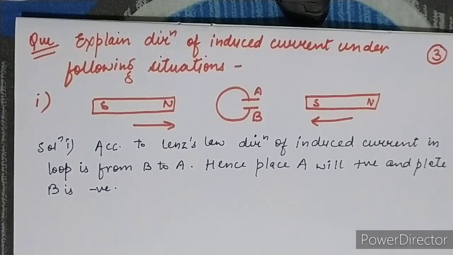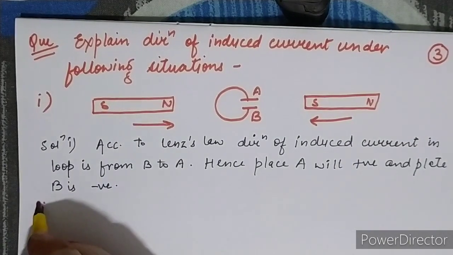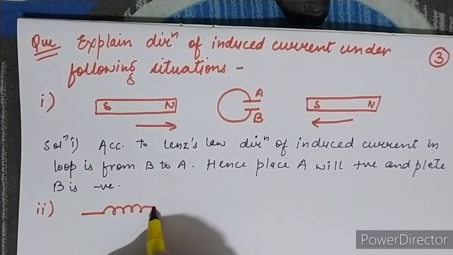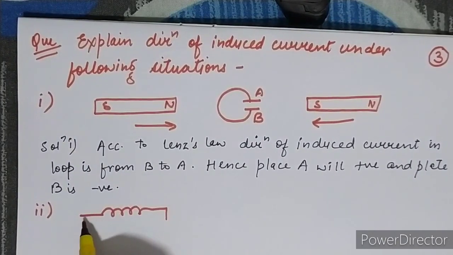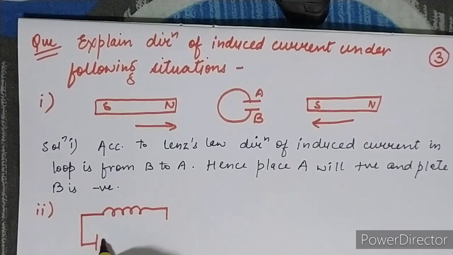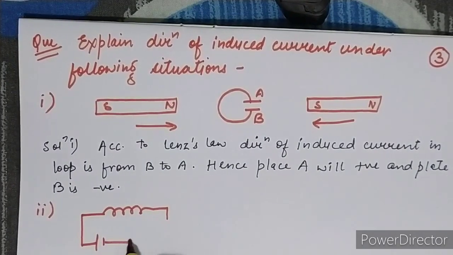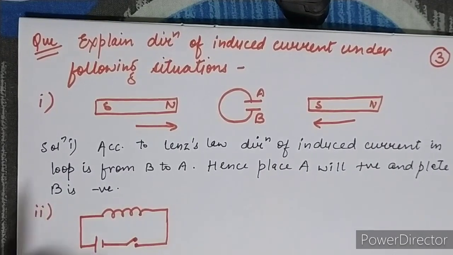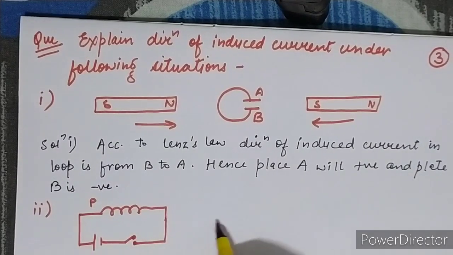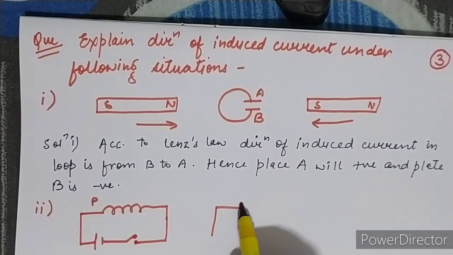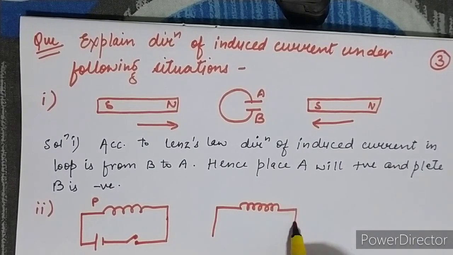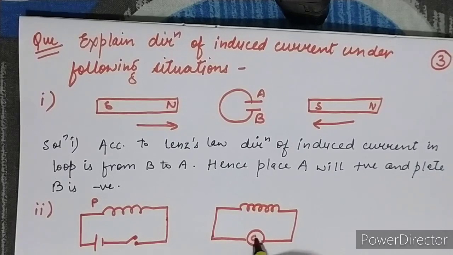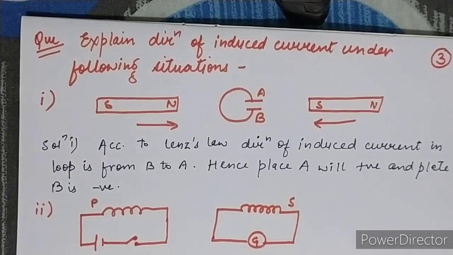Now, the next one. One coil is there, and here a cell is connected and a key is connected. This is the coil P. Another coil is there, and here a galvanometer G is connected. This is the coil S.